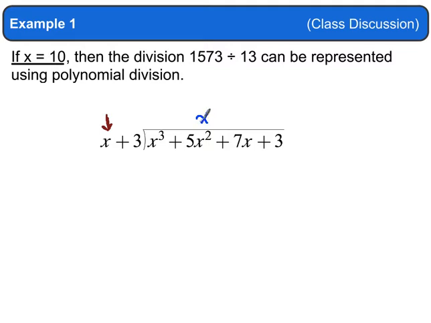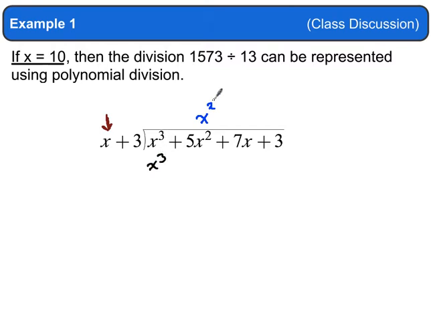We always want to keep our family members lined up. Notice I did not write it above here. I wrote it here so that the x squares would match. And so at that point, I'm going to do the distributive property and say x squared times x is x to the third power.